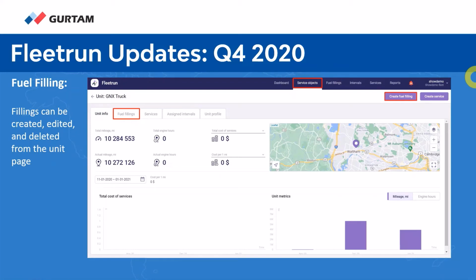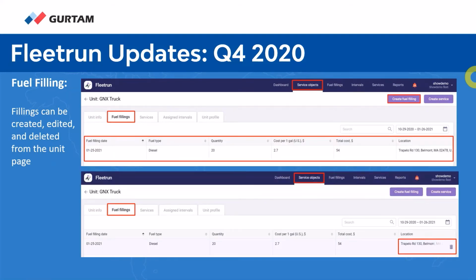Now you can create, edit, and view the list of fuel fillings not only on the Fuel Fillings tab, but also on the unit page as well. This functionality will help you to manage your fleets in one place. For example, create services and fuel fillings for a particular unit with no need to navigate between tabs in the main menu.